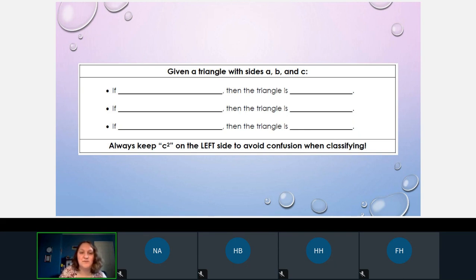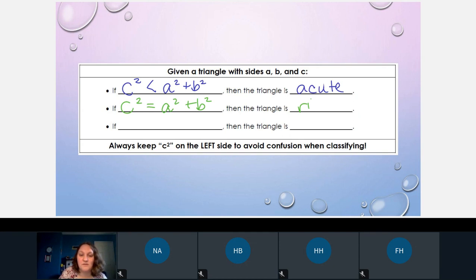And here's what we're going to do. This is why I was writing it c squared. If your c squared, instead of being equal, is actually less than a squared plus b squared, you no longer have a right triangle. What you actually have is an acute triangle. Of course, c squared equals a squared plus b squared, that's your right triangle.